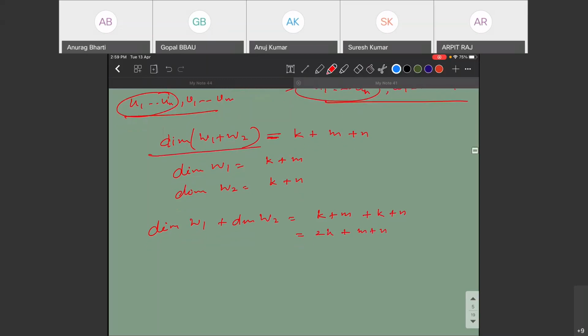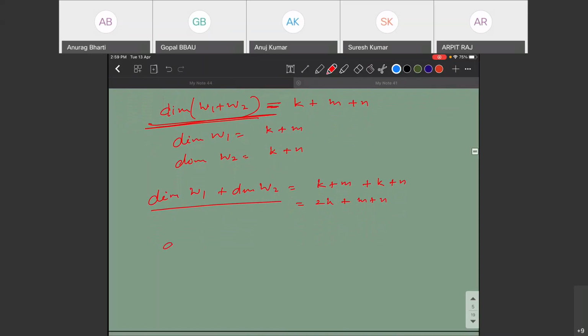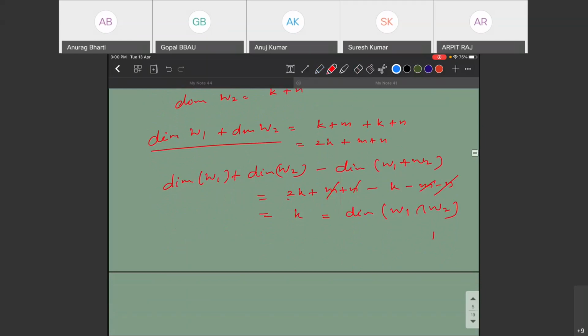When you subtract the dimension of W1 plus W2 from this, what you get is 2k plus m plus n minus k minus m minus n. The m and n got cancelled, and 2k minus k is k, which is the dimension of W1 intersection W2. And our claim is, so the theorem is proved. It is done now. Any question?